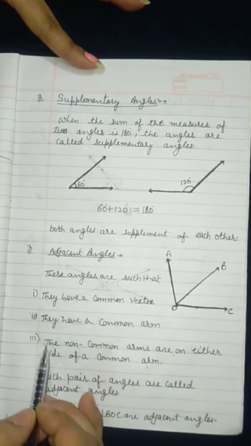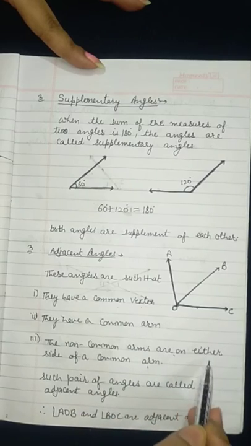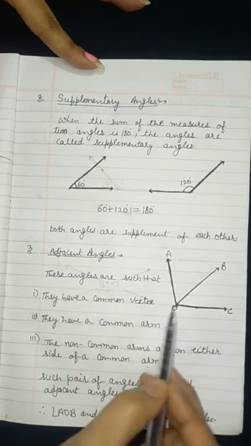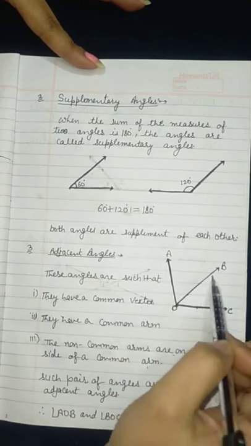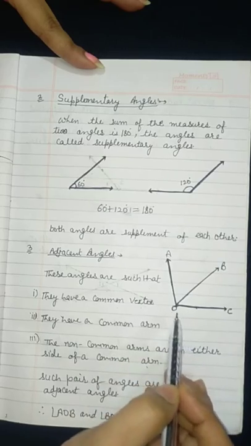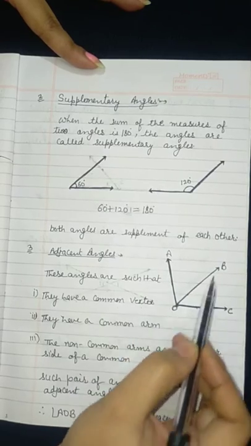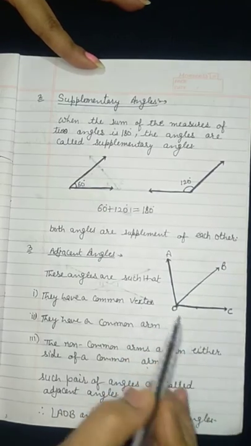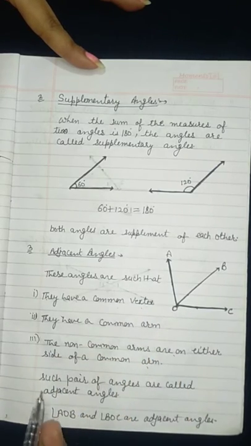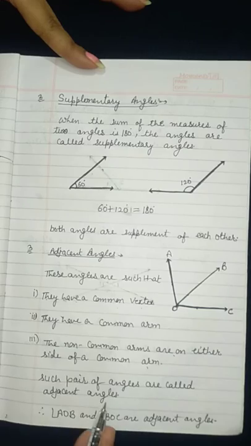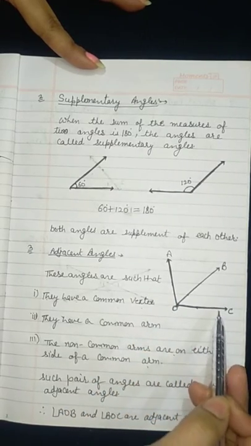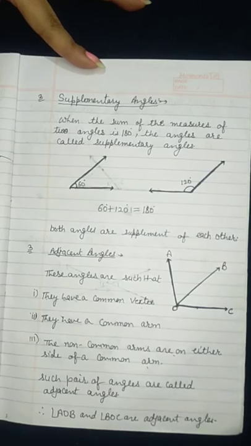The third one, the non-common arms are on either side of the common arm. See here in AOB and BOC, OB is the common arm and AO and OC are the non-common arms, and they are on either side of the common arm OB. So in this way we can say that these angles are adjacent angles. Such a pair of angles is called adjacent angles. So therefore AOB and BOC are adjacent angles here.